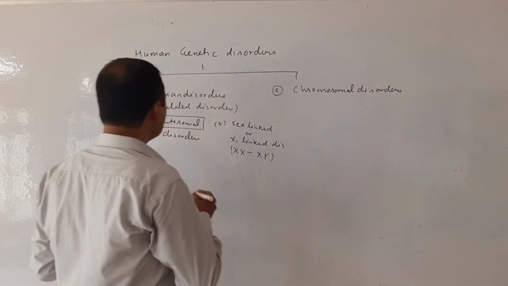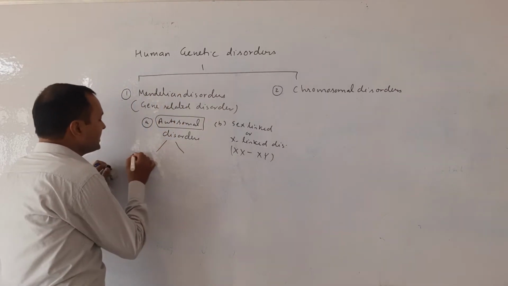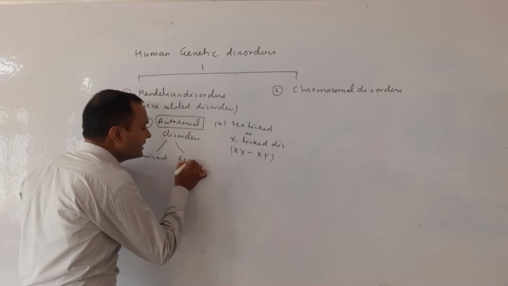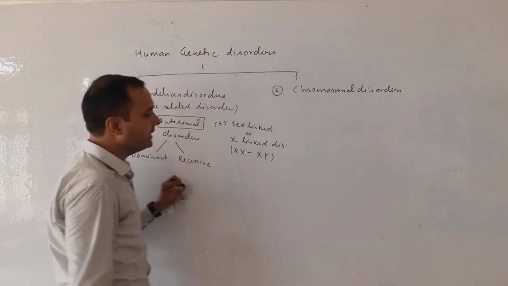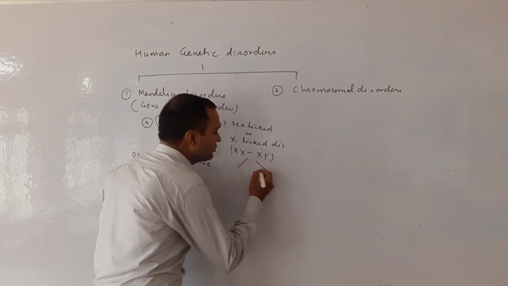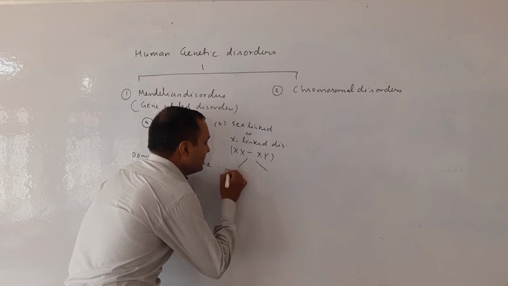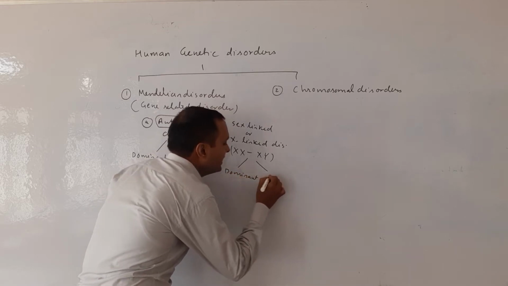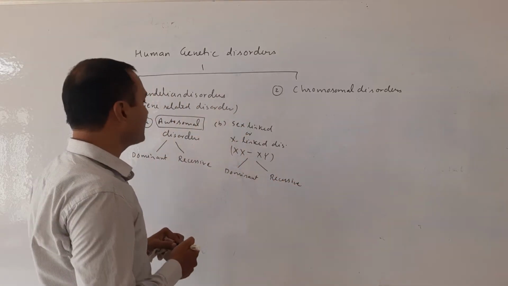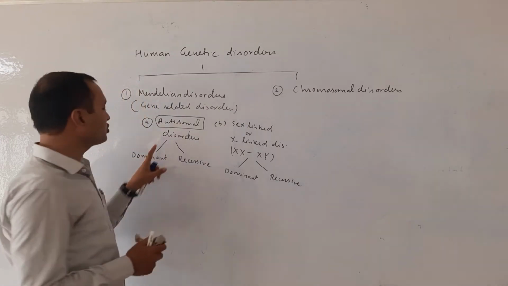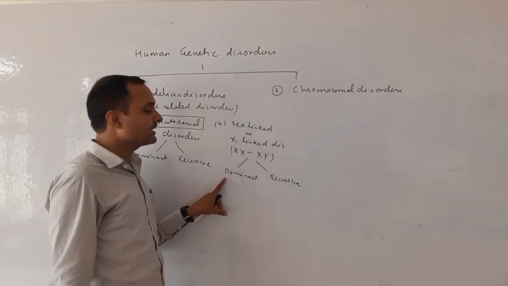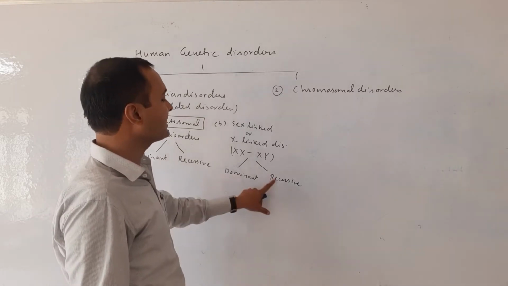Autosomal disorder is further classified into two types, autosomal dominant and autosomal recessive. And X-linked, or sex-linked, is further classified into sex-linked dominant and sex-linked recessive. So total how many types of gene-related disorders? The answer is four: autosomal dominant, autosomal recessive, sex-linked dominant, and sex-linked recessive.